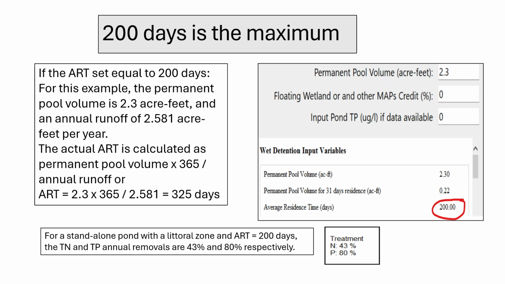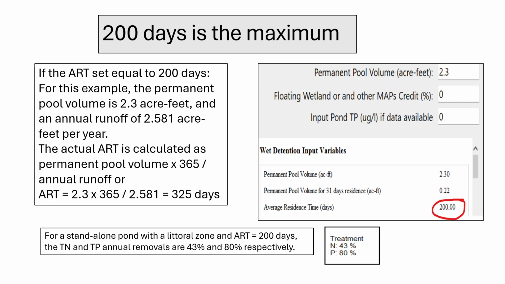However, when using software like BMPFast, which incorporates current regulatory and practice information, the ART would automatically be adjusted to a maximum of 200 days. This means that even if the physical retention time is longer, for the purpose of estimating annual pollutant removal effectiveness, we use 200 days as the upper limit.